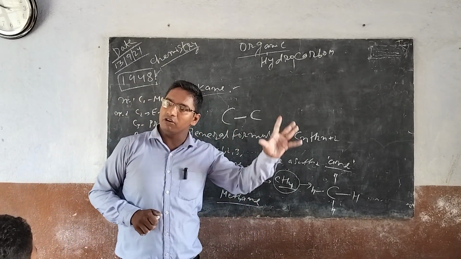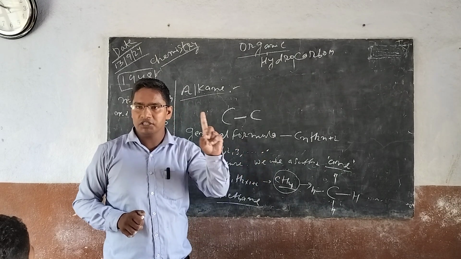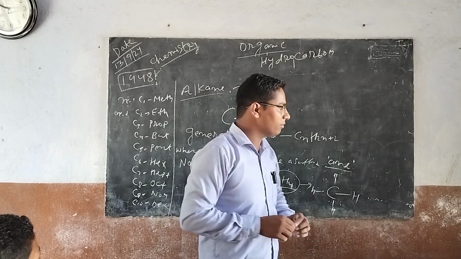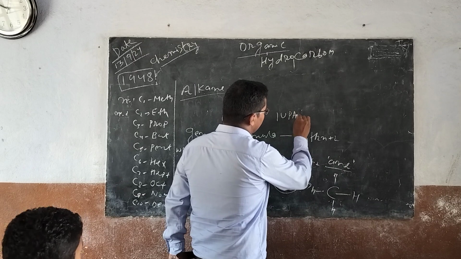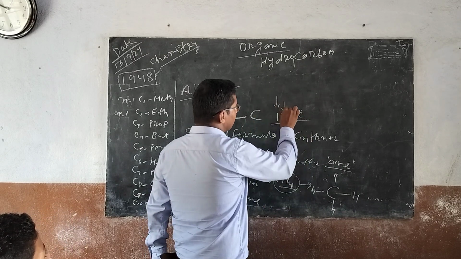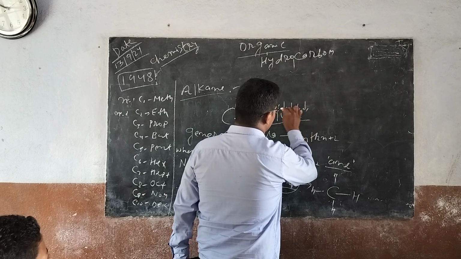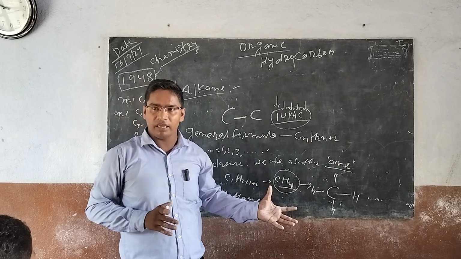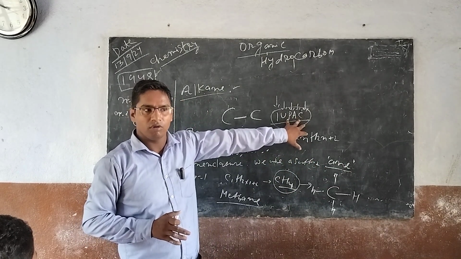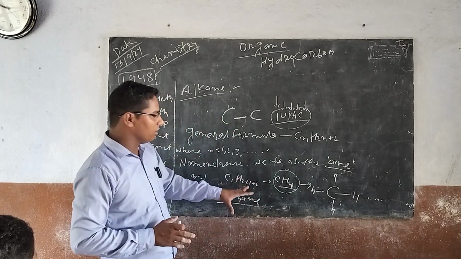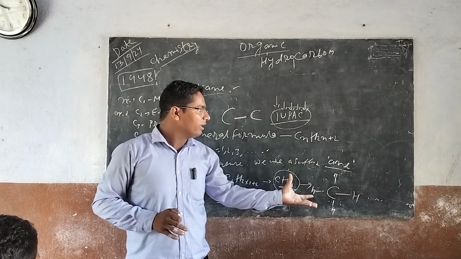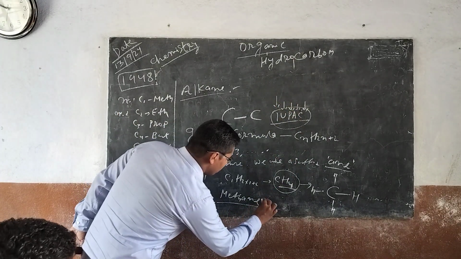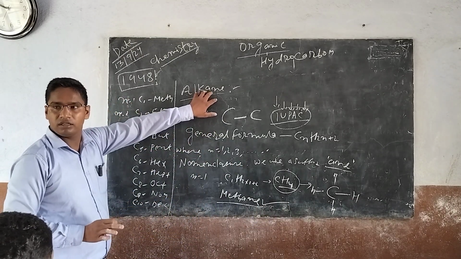There are two types of names for all organic compounds: first the common name, and second the IUPAC name, International Union of Pure and Applied Chemistry. When we make any reaction or formula, we always use the IUPAC name. For general knowledge, the common name is enough. But when you make structural formulas, we always use the IUPAC name. So methane is the IUPAC name, the first member of the alkane family. Understood?